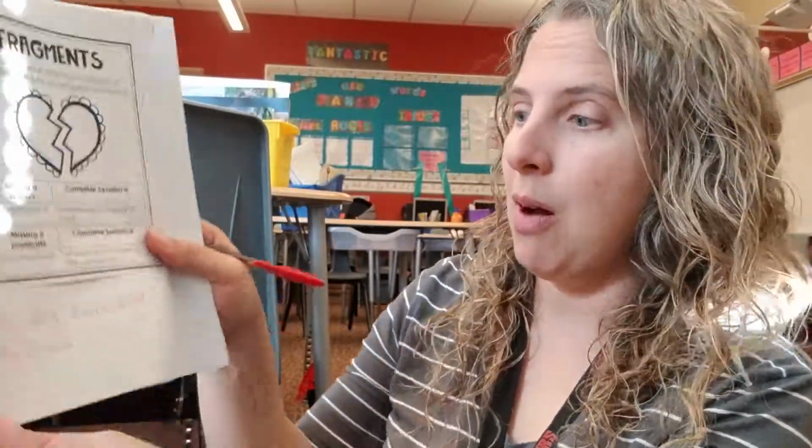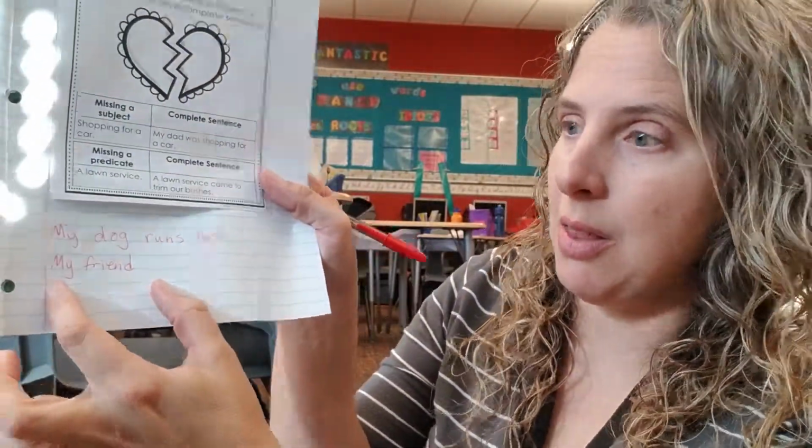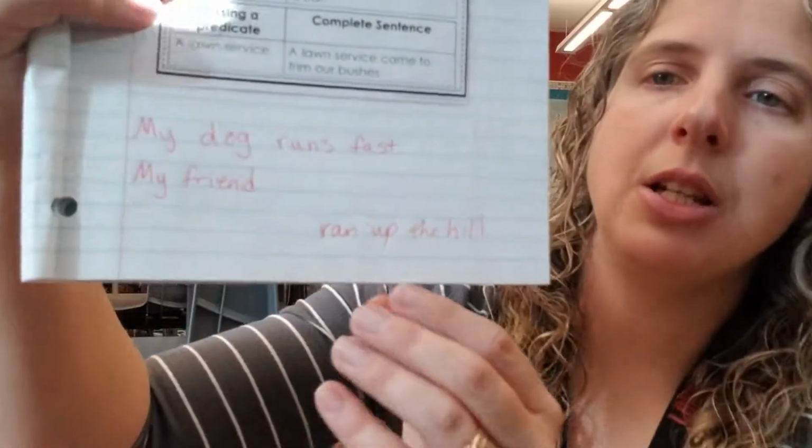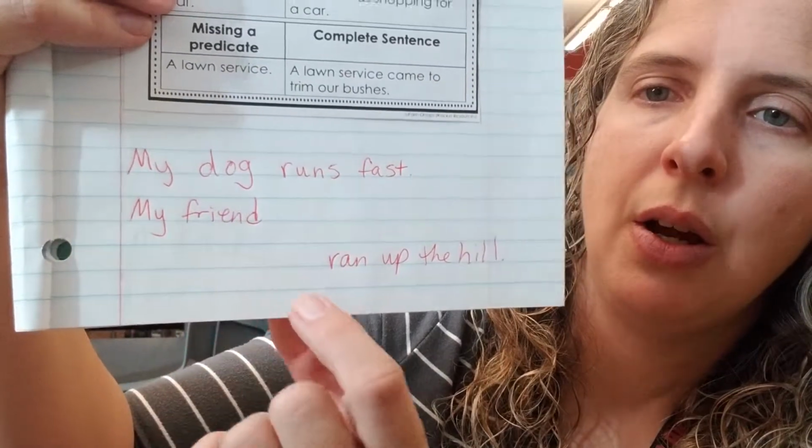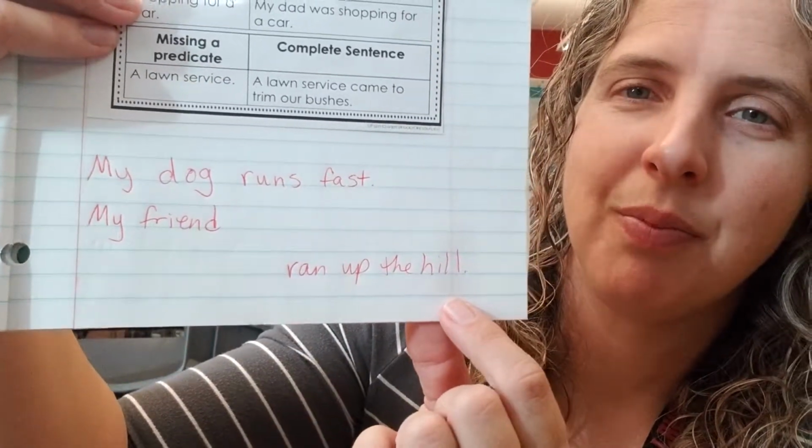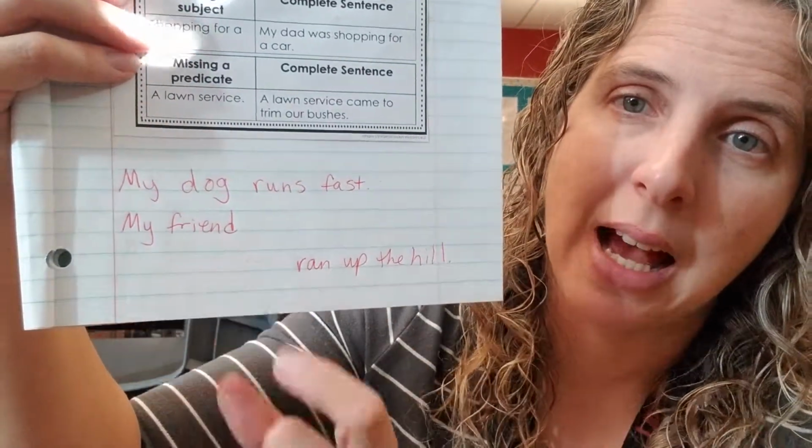Otherwise, move on and write this predicate. Well, I'm going to leave space for the subject. Okay? Ran up the hill. So you're going to write it just like this. Leave some space. Ran up the hill. That's your predicate. You need to add the subject.